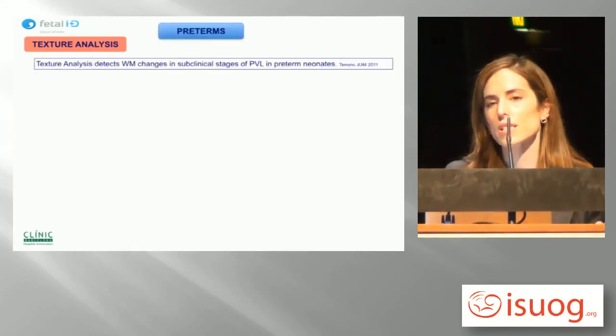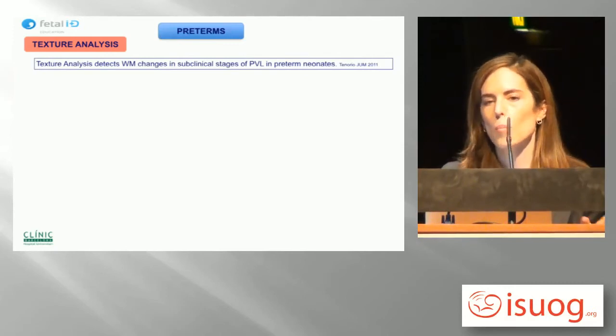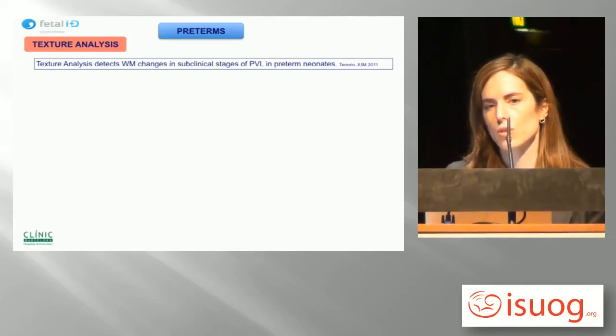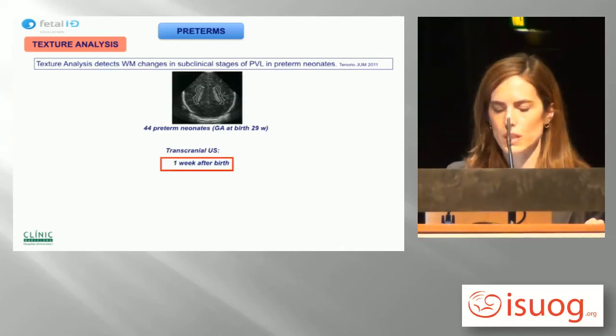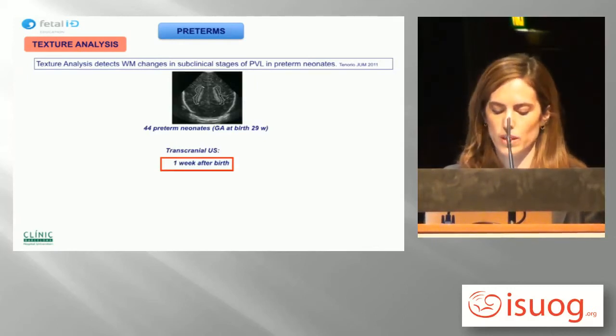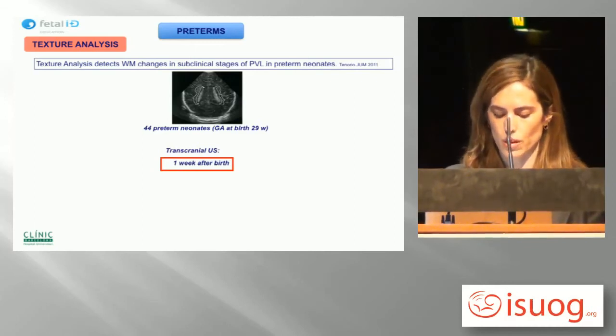So since it was successful for lung maturity, and this was a line of research that actually progressed very well, we thought about using texture analysis not just in the lungs, but also in the brain. Our first attempt to use texture analysis in the brain was on preterm babies. For this purpose, we recruited 44 preterm neonates that were born at a gestational age of 29 weeks on average. And we performed two transcranial ultrasounds.